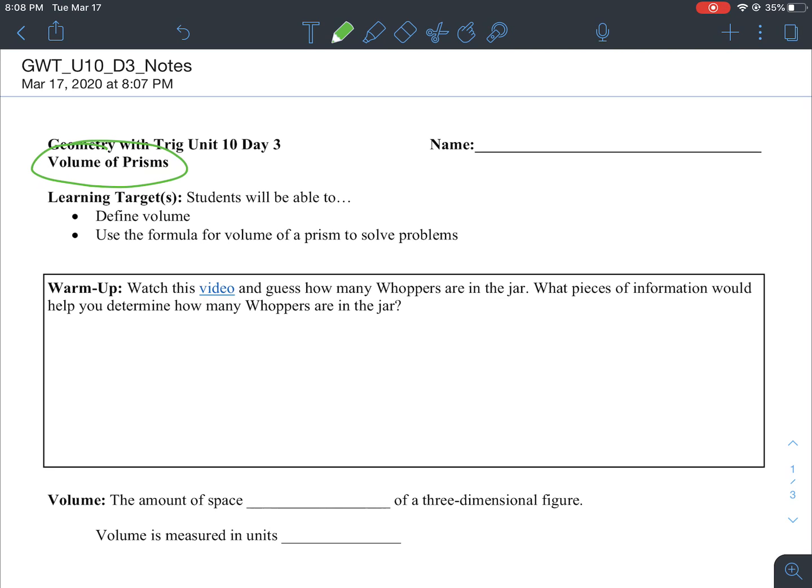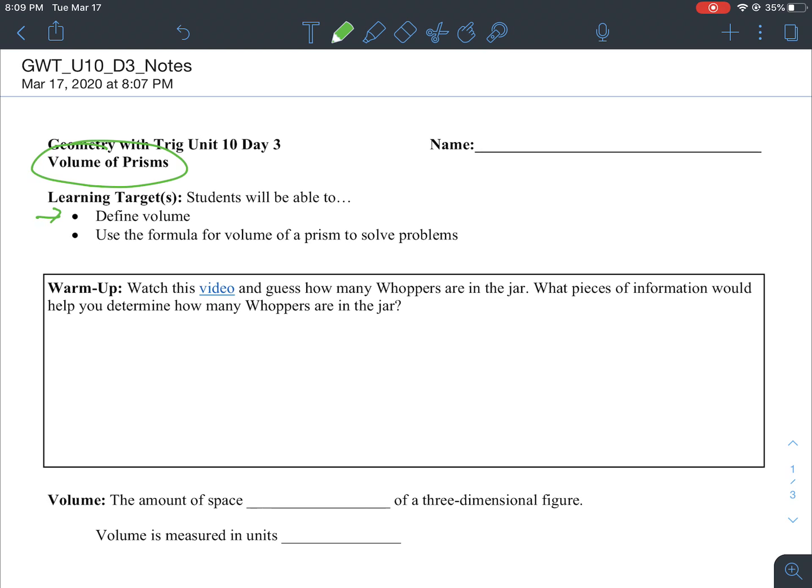So yesterday Miss Flowers walked you through how to find the lateral area and surface area, which were different measurements that went around the outside of a three-dimensional shape, in yesterday's case the prism. However, today we're going to be talking about what volume is. So we want to be able to, one, define what volume is, and two, use the volume formula in order to solve problems.